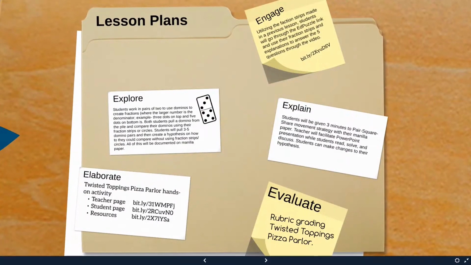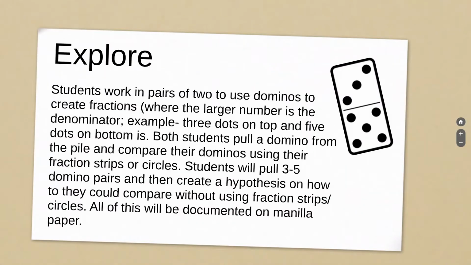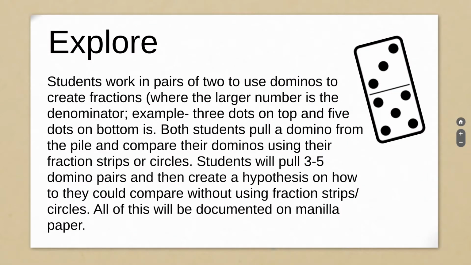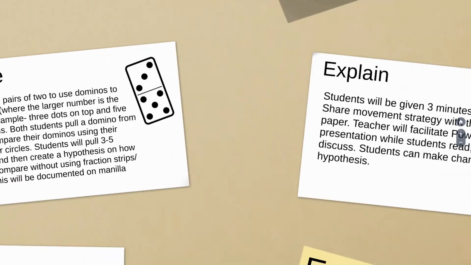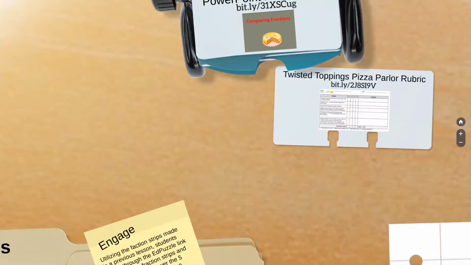Now for the lesson plan, I am going based off the 5E, so let's get started. For Engage, they're going to be utilizing fraction strips that were made in a previous lesson. Students go through the link that you can have right there, and they answer the questions. Then they're going to work in pairs of 2 to use dominoes, where they're going to create a fraction based off what they pull. They're going to pull 3 to 5 pairs and document on manila paper. Then they're going to be given 3 minutes to pair, square, share, and the teacher will use a PowerPoint after they do that to read, solve, and discuss, and students can make changes to the hypothesis from the original.